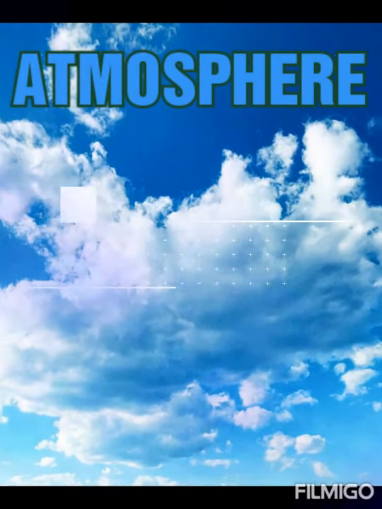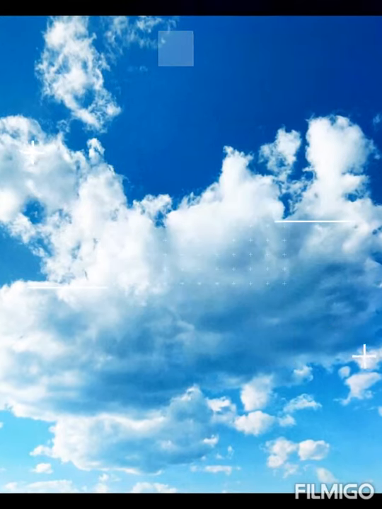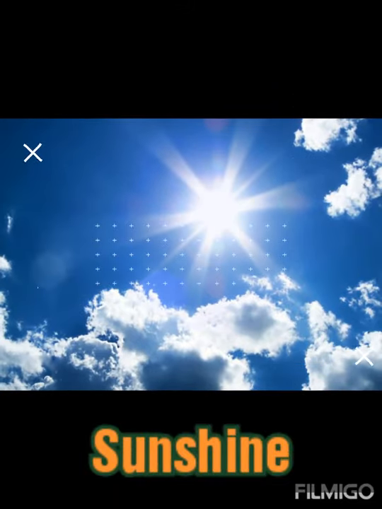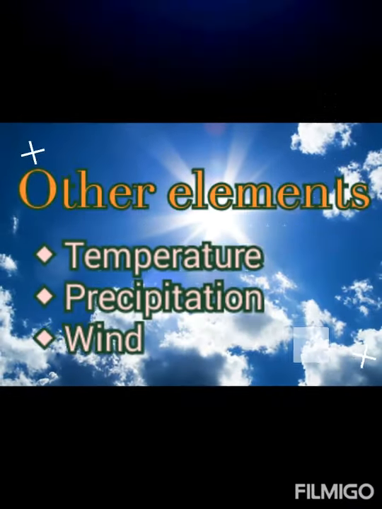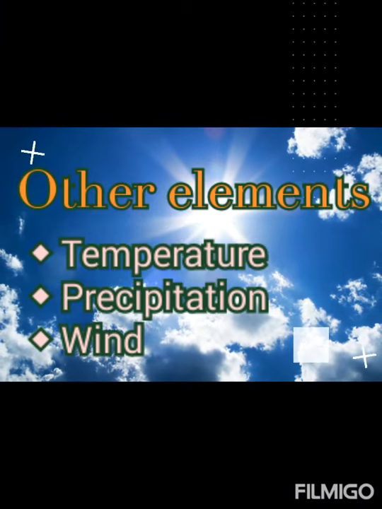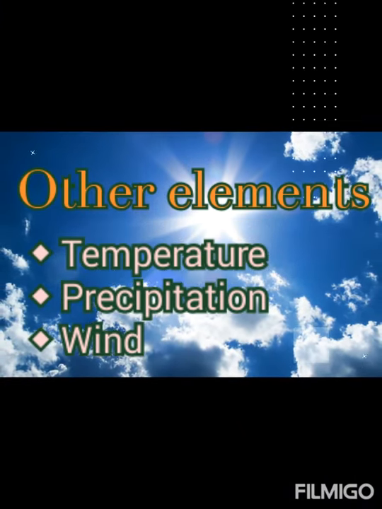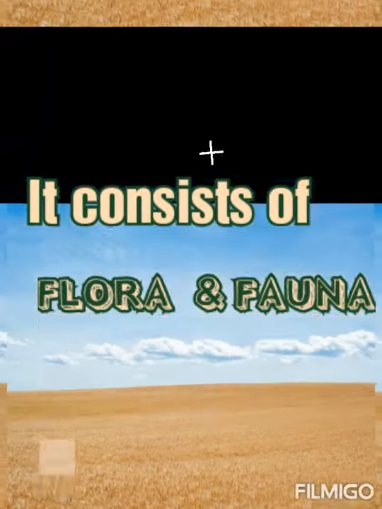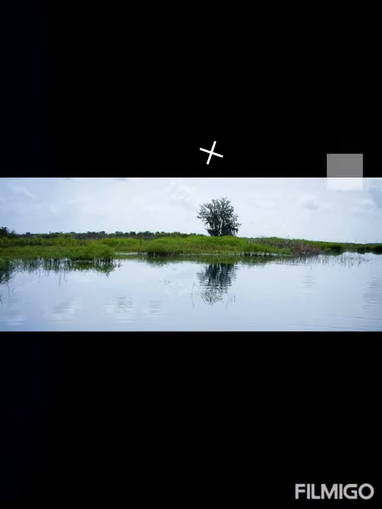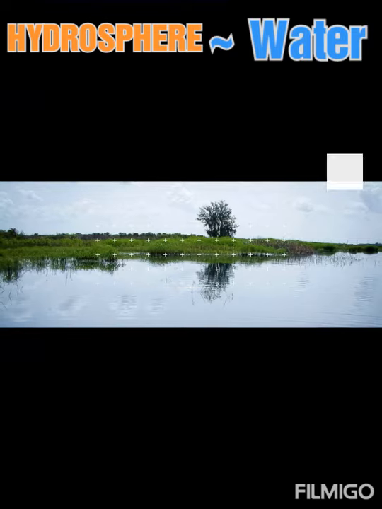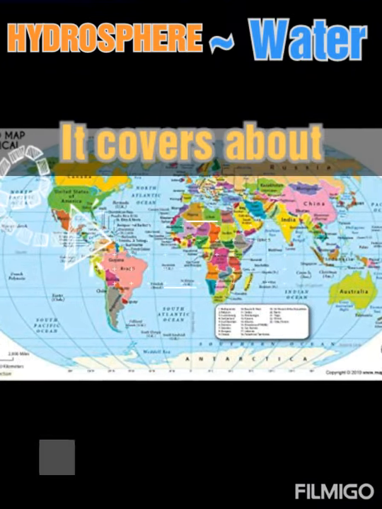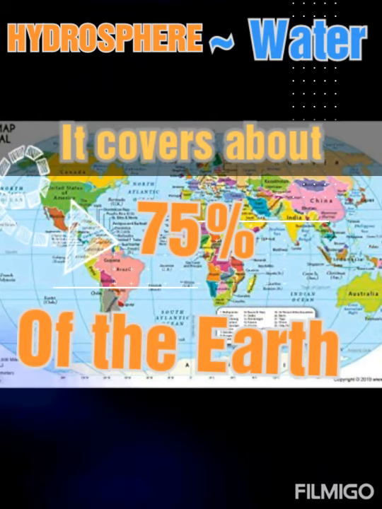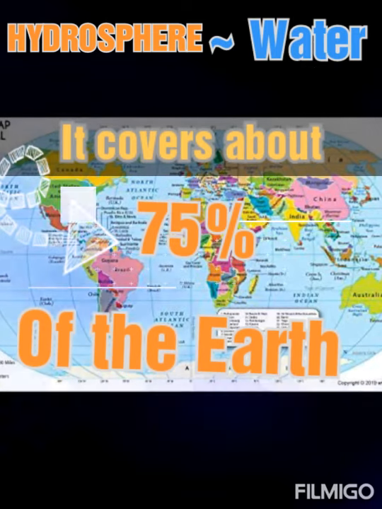Let's now see the outer layers of the Earth. The first one is the atmosphere. This is the thin layer of various gases which include various elements such as clouds and sunshine. Other elements are temperature, precipitation, and wind. The biosphere. This is the area which consists of flora and fauna, for instance, plants, animals, insects, and human beings. The hydrosphere, also known as water bodies, covers about 75% of the Earth. You can imagine how large this part is.